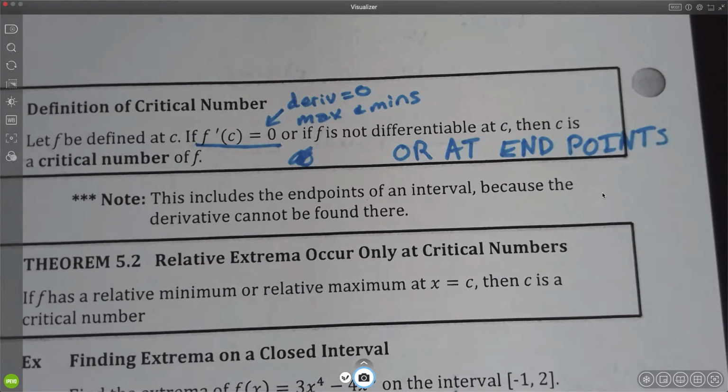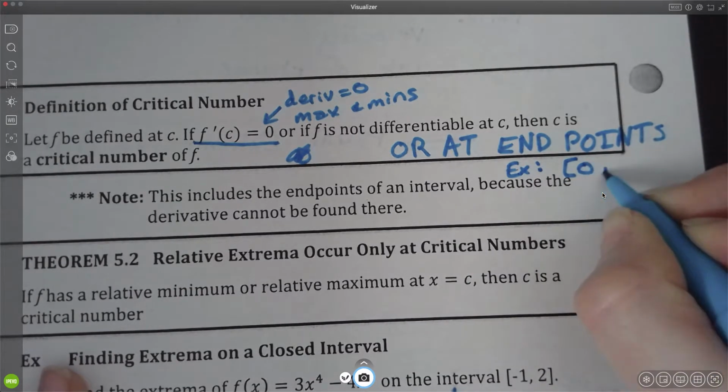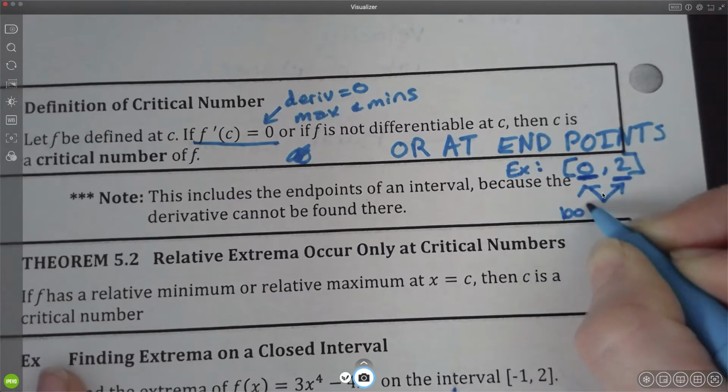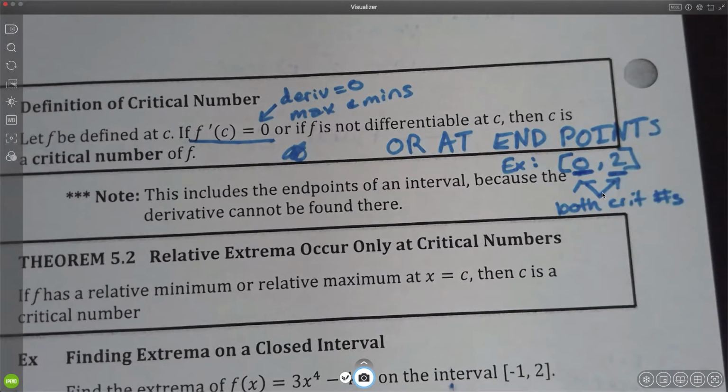So that says we're only looking at this interval. For example, if we're only looking at the interval from 0 to 2, 0 is a critical number and 2 is a critical number. Both are critical numbers, in addition to any other maxes and mins that live in between 0 and 2. Does that make sense? Maybe? Okay, so not only are you going to set the derivative equal to 0, but you're also going to look at any endpoints. If they say you're only looking at this interval, 0 and 2 will also be critical points. Note, this includes the endpoints of an interval because the derivative cannot be found there. We have to also look at those endpoints, okay?